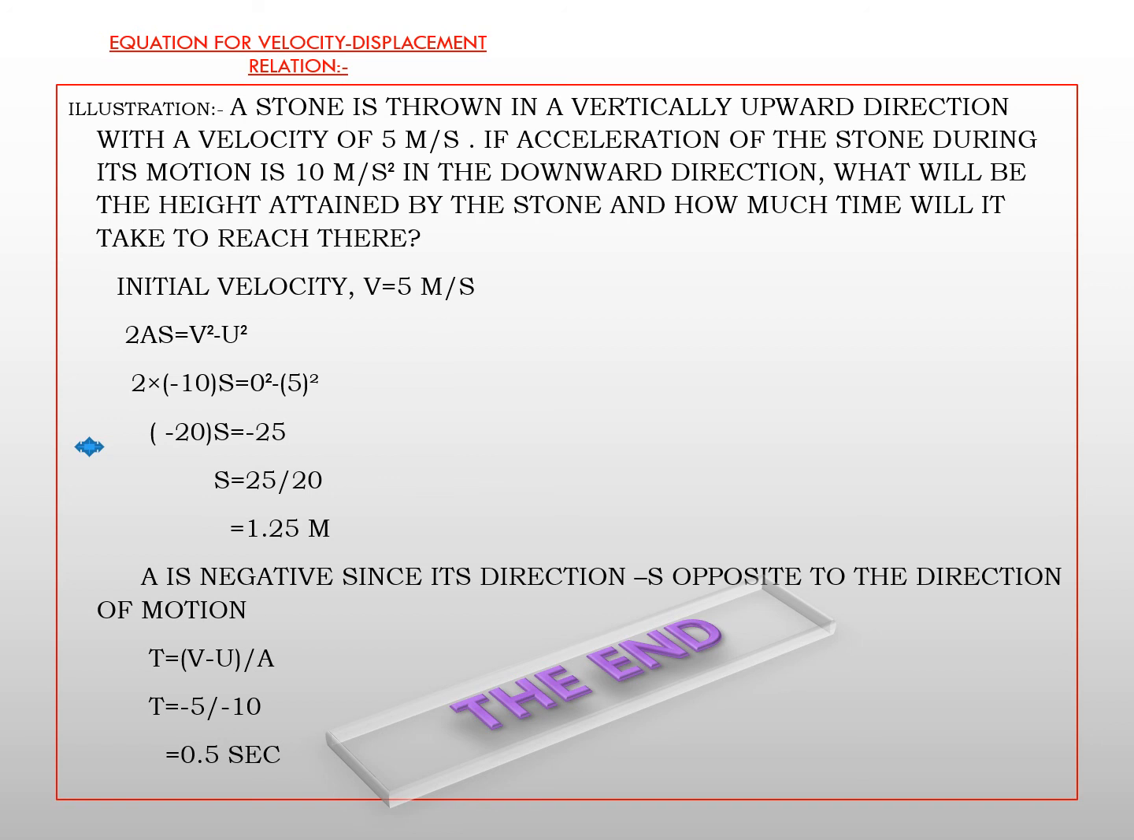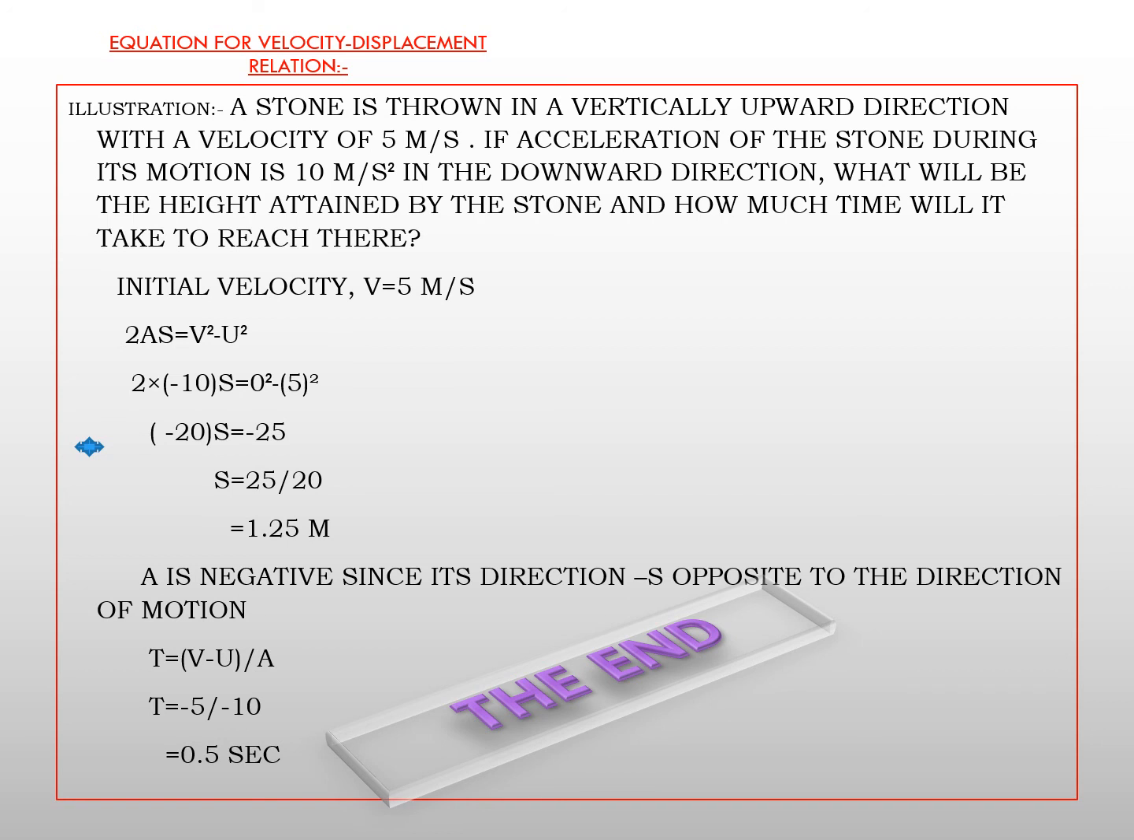It is understood. There is no need to give extra time for this method. So s is equal to 25 by 20, that is, after dividing we obtain 1.25 meter.